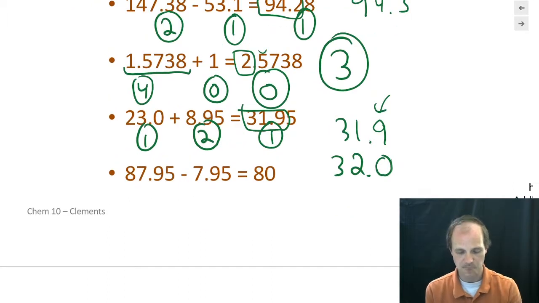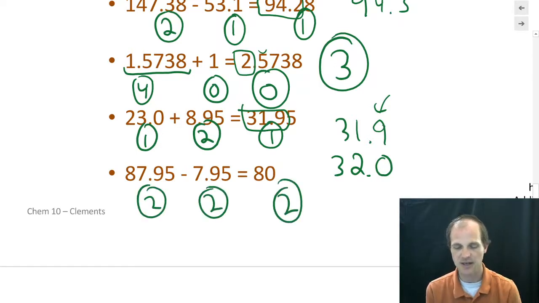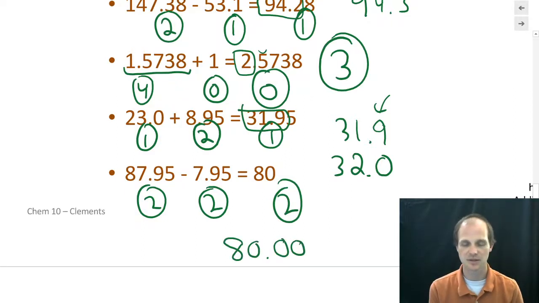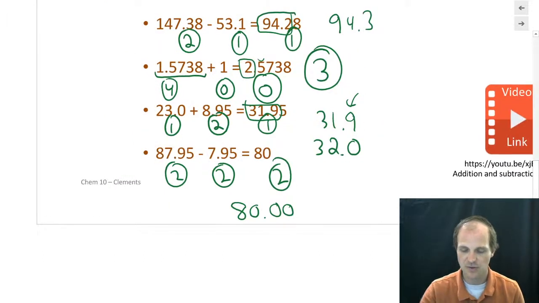Like I said, in the last problem incorrectly, sometimes we need to add digits. This guy's got 2, this guy's got 2, which means the answer should have 2 digits after the decimal. And we can do that just by adding a decimal and putting zeros as we need to. So we get 80.00. So those are our rules for addition and subtraction.